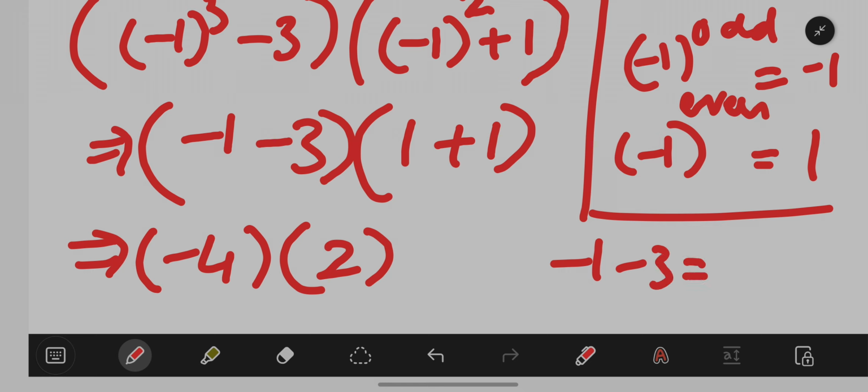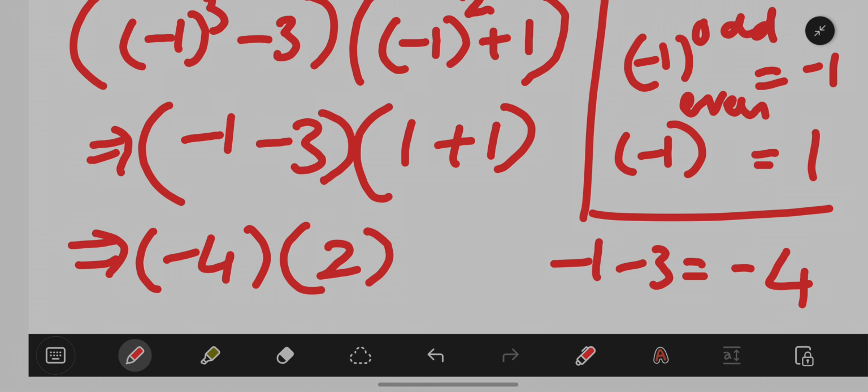See, when same signs are there, first what you should do, you should simply add them. Minus 1 minus 3 means first add them. 1 plus 3 is 4. What is the sign of both? Minus 4. Okay, integer addition, I hope you have studied it.